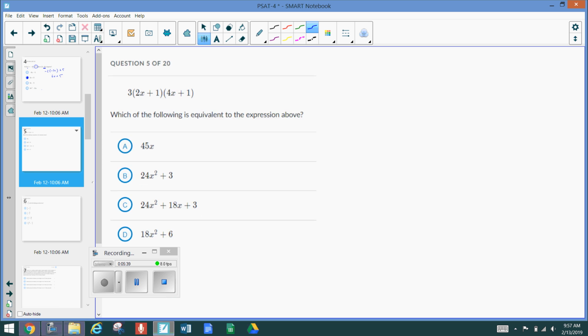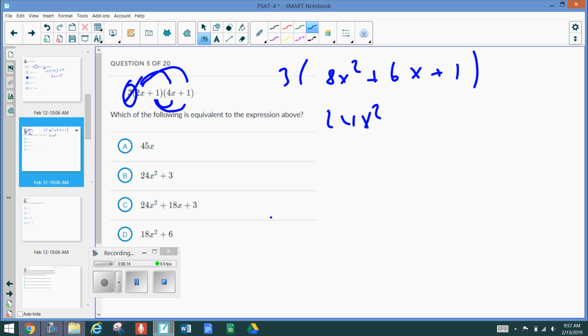So in this case, we'll just distribute it. I'm going to ignore 3 at first because it's easy for me. 8x squared plus 2x plus 4x. Did you catch that? Did you catch my last move? Yeah. Is it pretty cool, huh? That was a seed. Anyways, 10 plus 1. So, and then what did I forget? Times 3. 24x squared. Look at the answer choices. And then plus 18x plus 3.